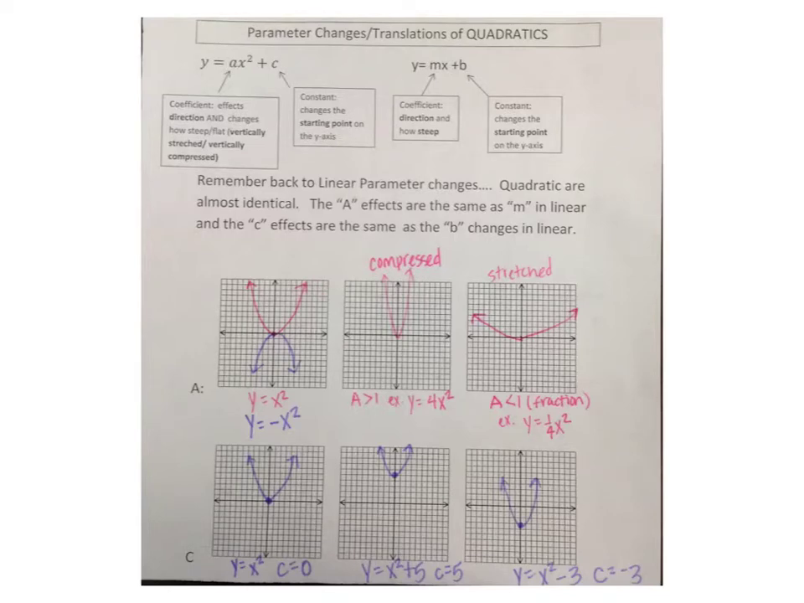Okay, in this video I'm going to talk to you about the parameter changes, or another way to say that is translations of quadratics. So in order to do this, we need to look back at linear. In our linear family, we saw that we have the slope-intercept form, which is y equals mx plus b.